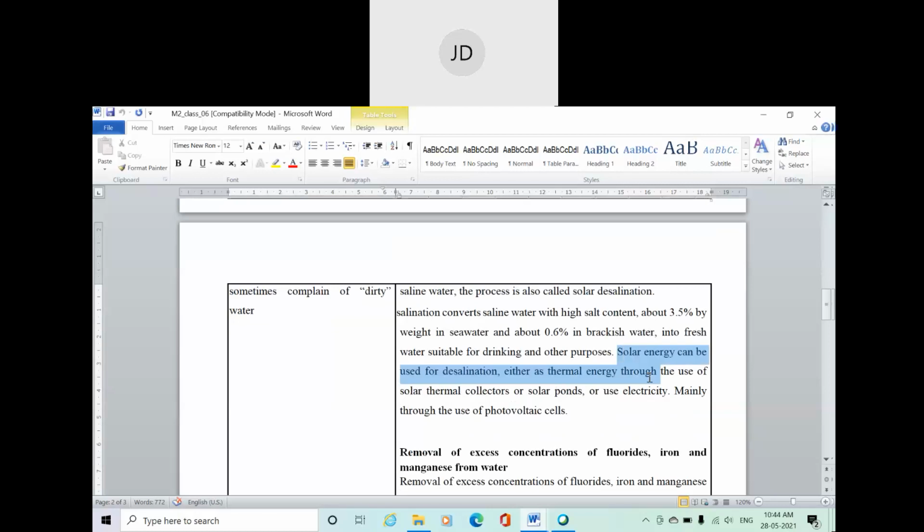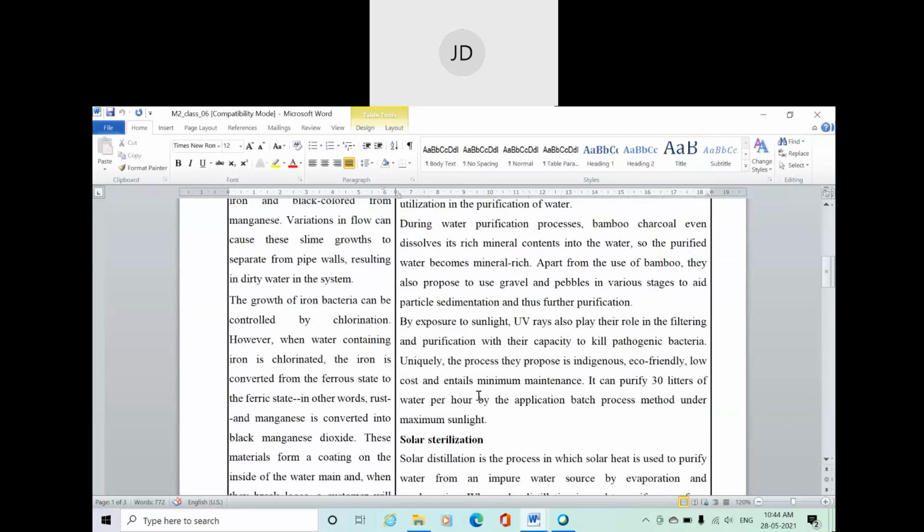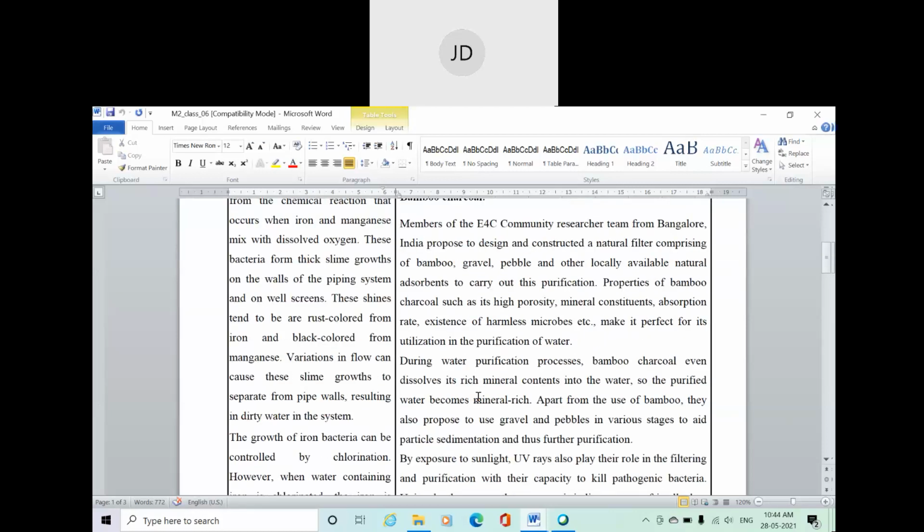Fine. Solar energy can also be used for desalination either as thermal energy through the use of a solar thermal collector, or solar pumps, or using electricity. Okay, so these are additional information also given here. Fine. So basically up to this point, you have to know these things.